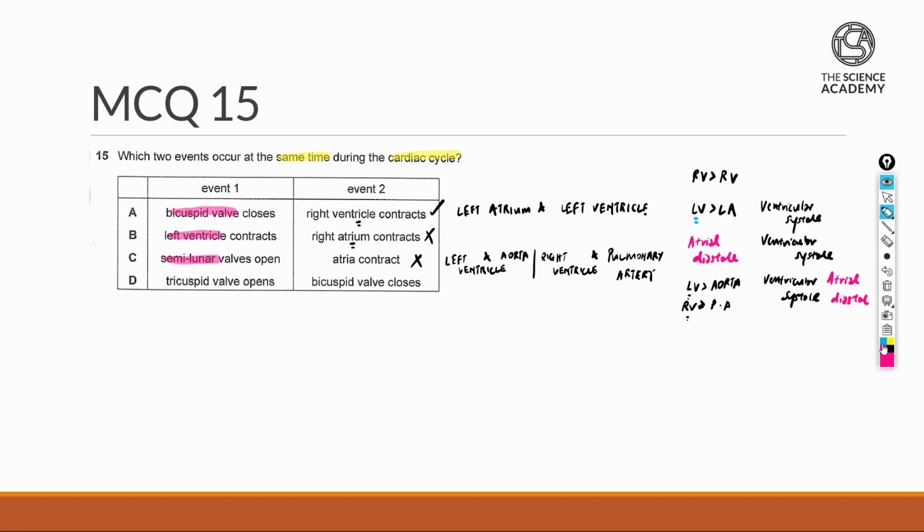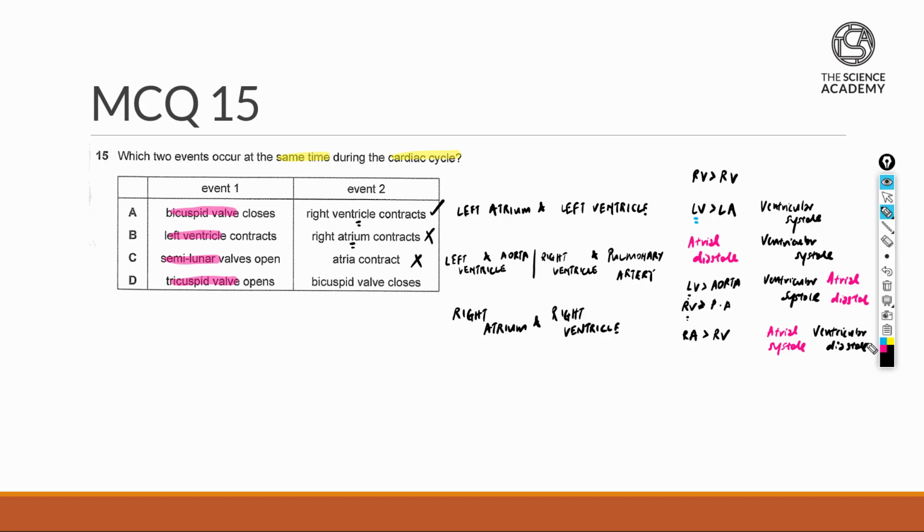Now for our final option, the tricuspid valve open. Tricuspid is found between the right atrium and ventricle. So for the tricuspid valve to open, we're looking for the right atrium pressure to be higher than the right ventricle. So this suggests that we're going through atrial systole, where the atrium contracts. The ventricles, on the other hand, cannot contract, so it should be undergoing ventricular diastole.